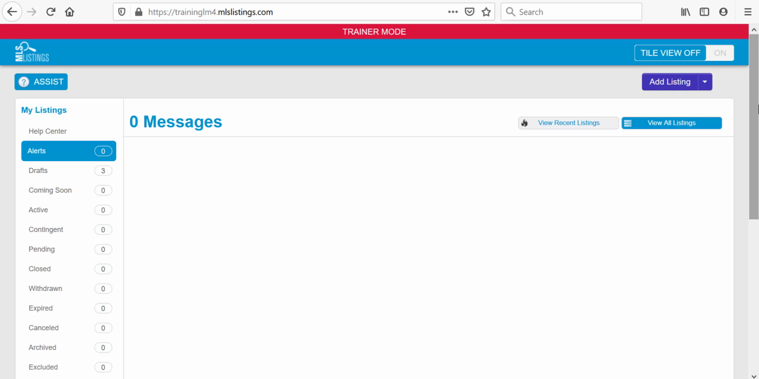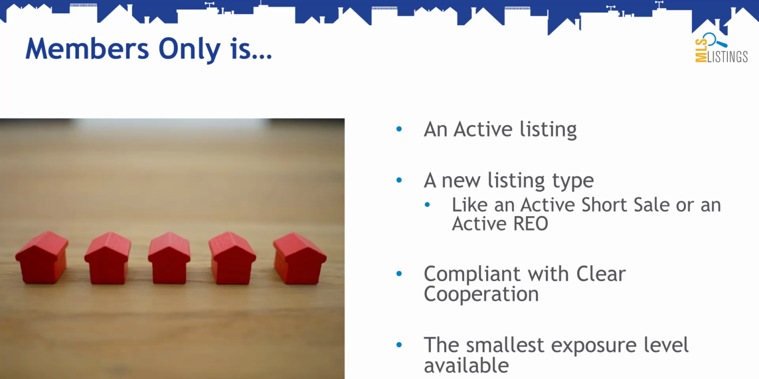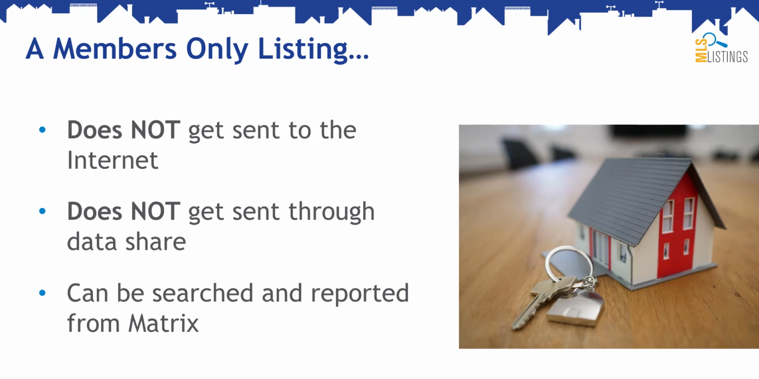This leads us into our next category of members only. Members only is considered an active listing and satisfies the NAR clear cooperation policy. Its footprint, however, is much smaller than submitting a regular active listing, as we do not syndicate members-only listings, and they can only be found within Matrix for MLS Listings subscribers.